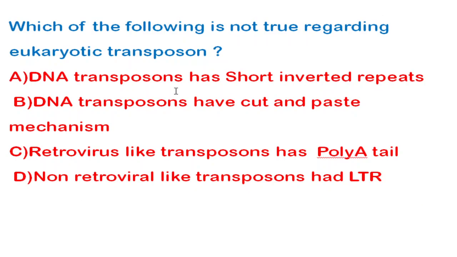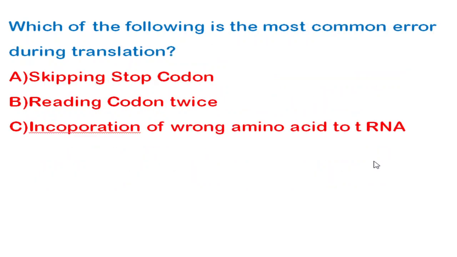Next, which of the following is not true regarding eukaryotic DNA transposition? The first thing, DNA transposons have short inverted repeats, correct. DNA transposons have a cut and paste mechanism. This is also a correct option. Next is retrovirus-like retrotransposons have a poly A tail. This is also a correct option. But the last option is that non-retroviral transposons don't have the long terminal repeat, but here they mention it holds a long terminal repeat. So the correct answer for this question is D, which is not at all true.